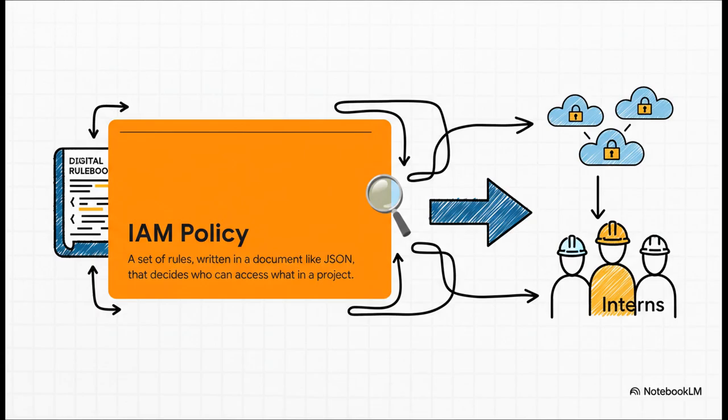And that brings us to the real star of the show, the IAM policy. This thing is the digital rulebook. It's a document where we literally write down in super specific terms exactly who can do what and to which resources. This is the policy we're going to attach to our interns group.